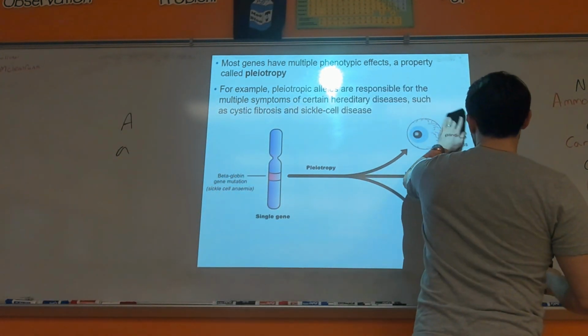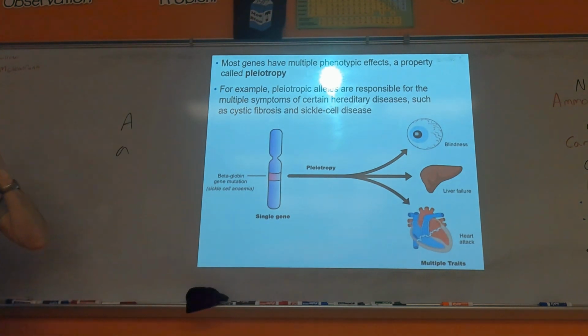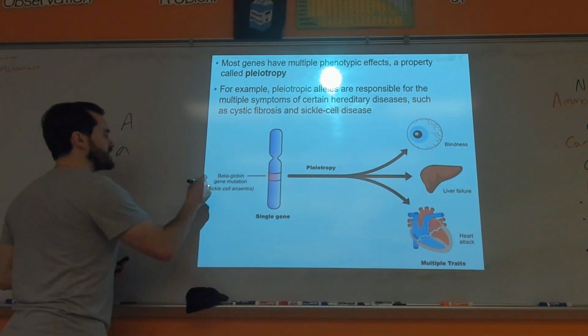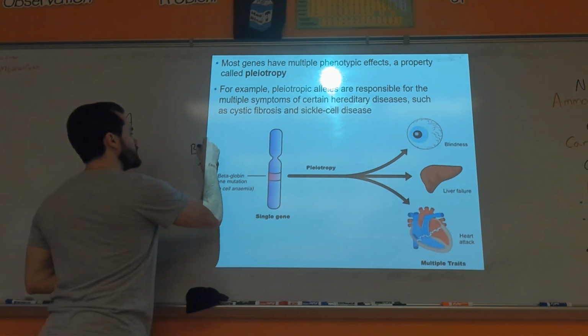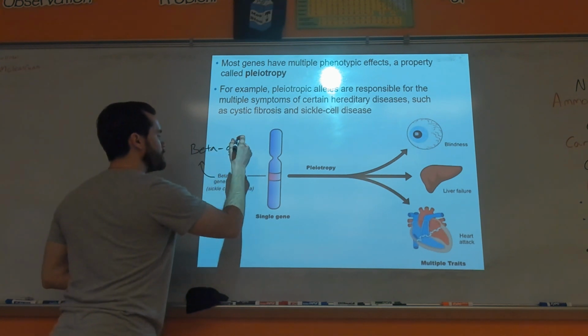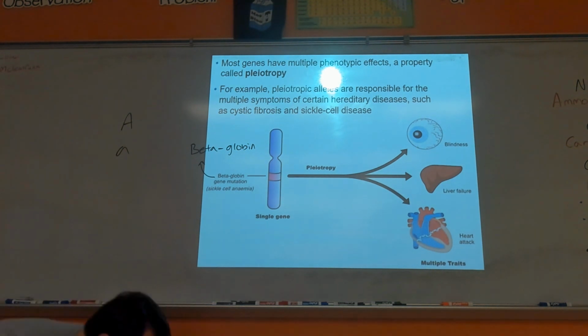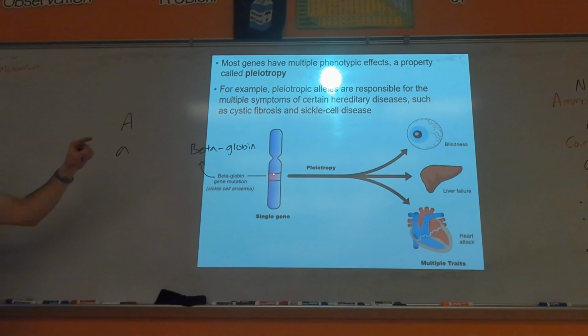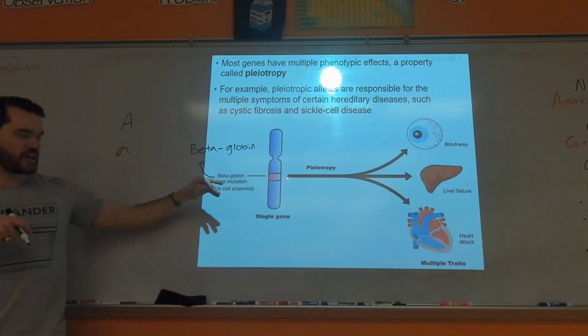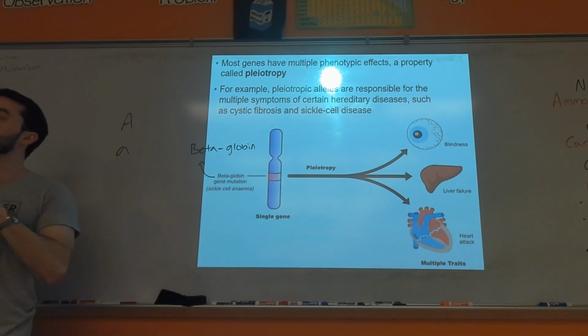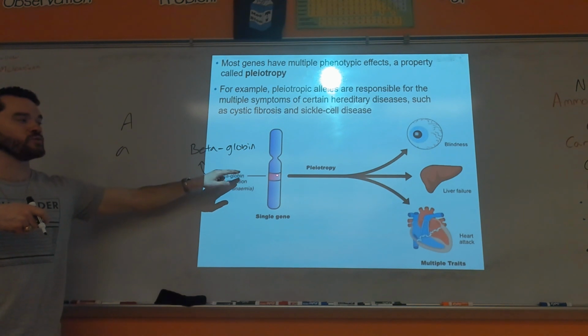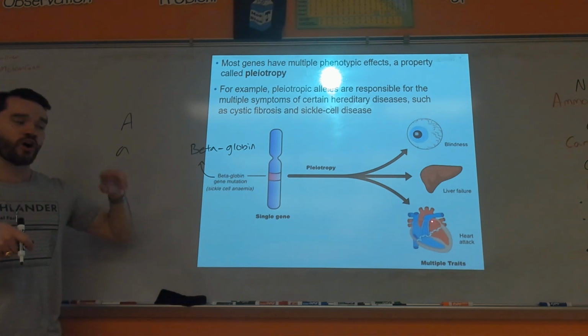It's kind of a goofy sounding word, but pleiotropy is just saying you would have a single gene. In this case, it's actually looking at sickle cell anemia again. In sickle cell anemia, the gene that's going to control those red blood cells is called beta globin. And the reason why it's pleiotropy is that pleiotropy says one gene can affect multiple phenotypes. If this allele is coding for the sickle cell trait, it will affect you in multiple ways, because sickle cell anemia can lead to blindness, liver failure, and heart attack.